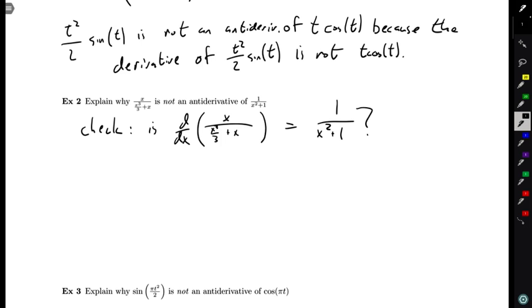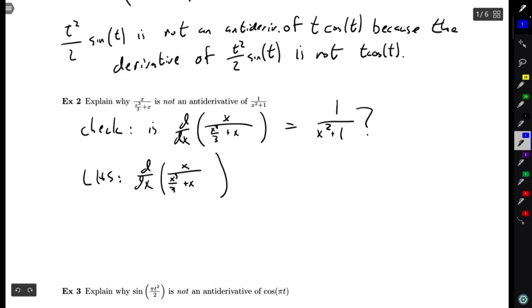So on the left-hand side, I can compute this derivative here. I have d/dx of x over x cubed over 3 plus x, and we probably want to think about this in terms of the quotient rule. So here I know my quotient rule talks about my numerator and denominator, so let's give those different colors.